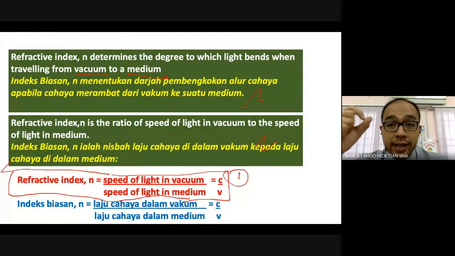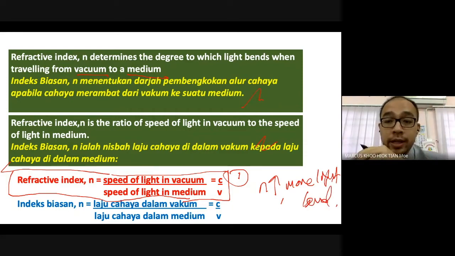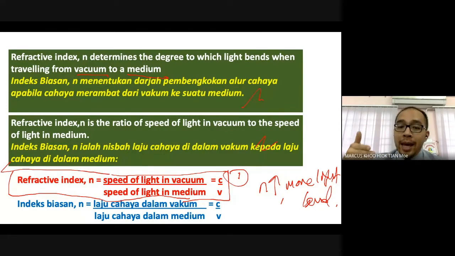called the refractive index. It is a number that is represented by the letter n. Now the refractive index determines the degree to which the light bends when traveling from vacuum to a medium. The bigger your refractive index, the more your light will bend. So for example, if you're shining a light from air into water, or from air into glass, you find that the light inside the glass will bend a lot more.